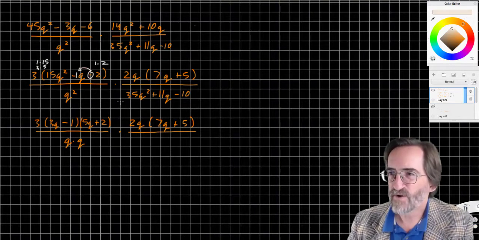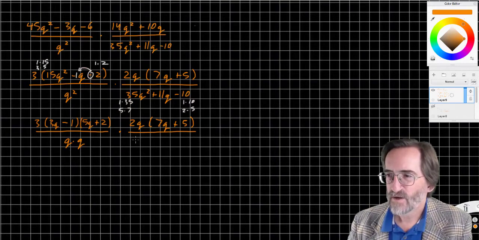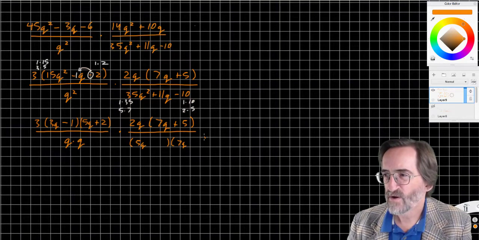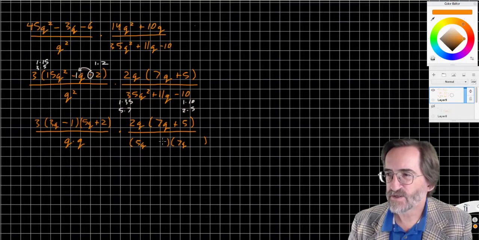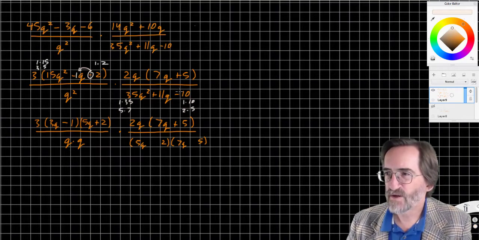Factors of 35 are 1 and 35, and 5 and 7. Factors of 10 are 1 and 10 and 2 and 5. A little bit of guess and check here. So I'm going to guess 5q and 7q. And factors of 10, 2 and 5. Now we want the middles and the outsides to subtract to make 11.